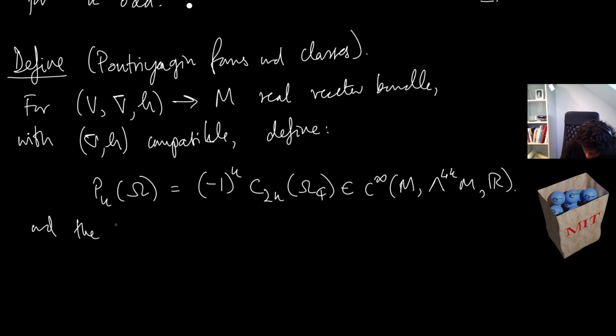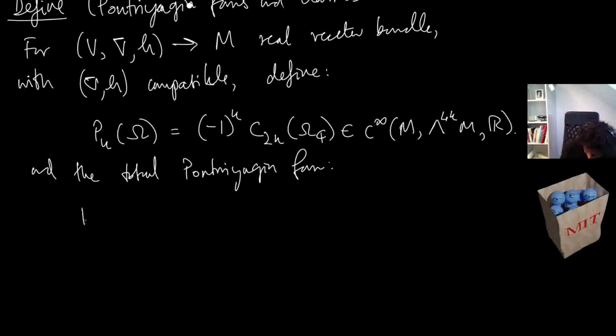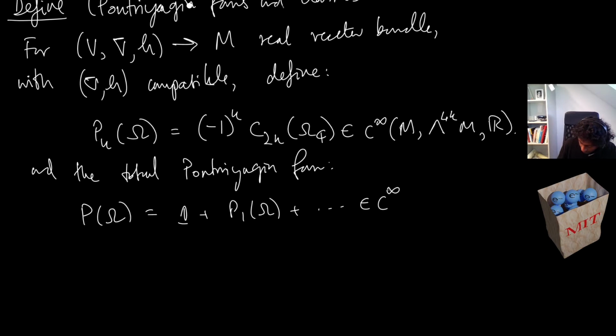And the total Pontryagin form to be P of omega equal to 1 plus P1 plus, okay, so this is now going to be in M with the 4-dimensional differential forms, which are of multiple 4k forms. Okay.